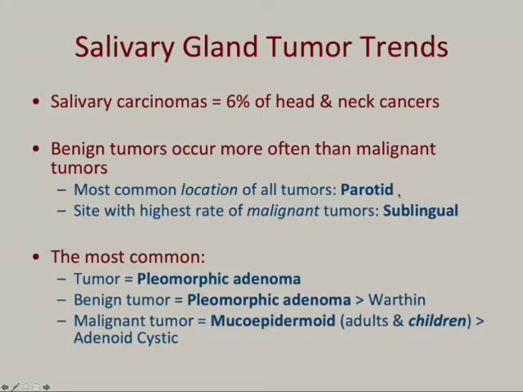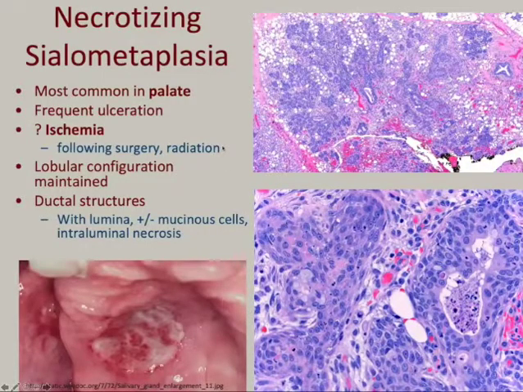And mostly you're going to be dealing with tumors of the parotid. However, if you're in the sublingual, this is actually the site of the highest rate of salivary malignancies. We're dealing with pleomorphic adenoma followed by Warthin for benign. And for malignant, we're dealing with mucoepidermoid, remember, both in adults and kids, followed by adenoid cystic and perhaps also acinic.